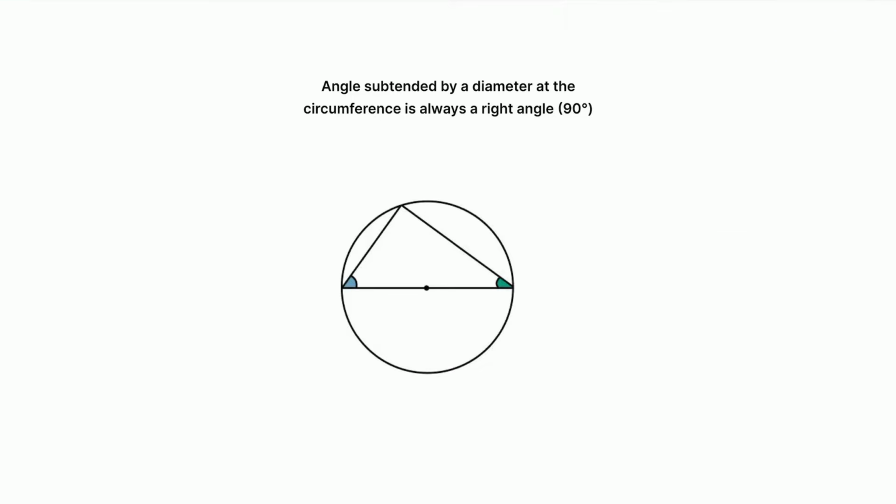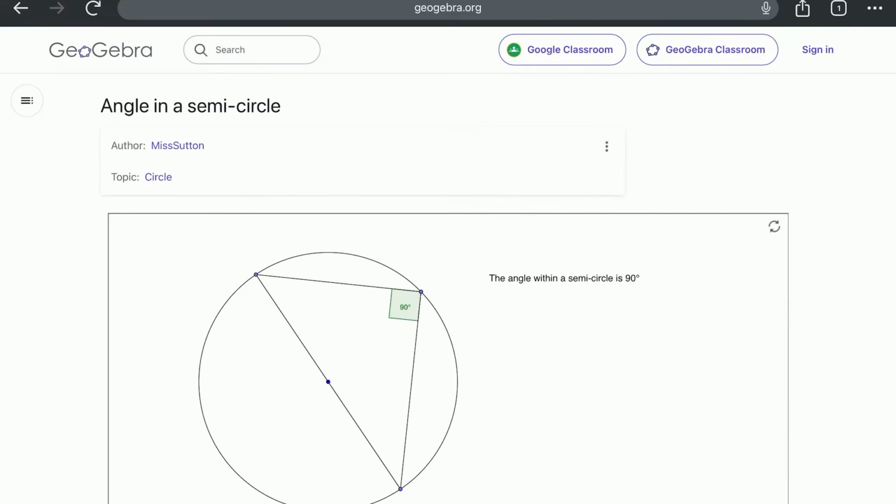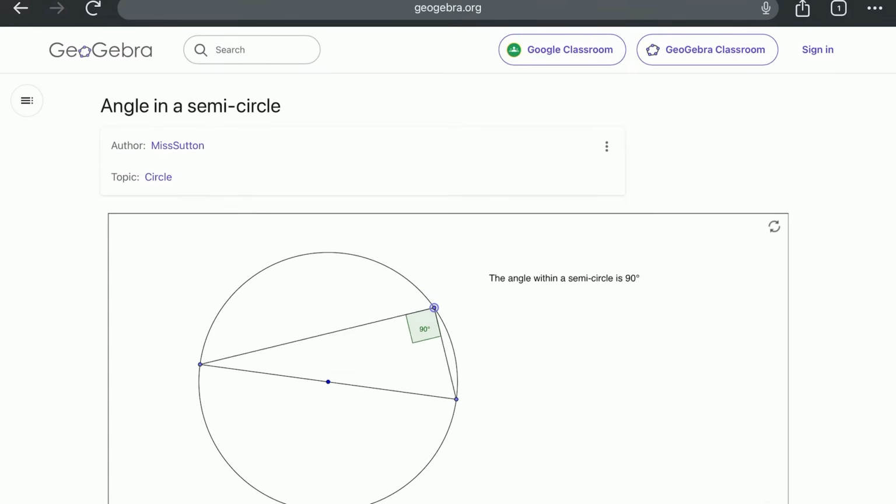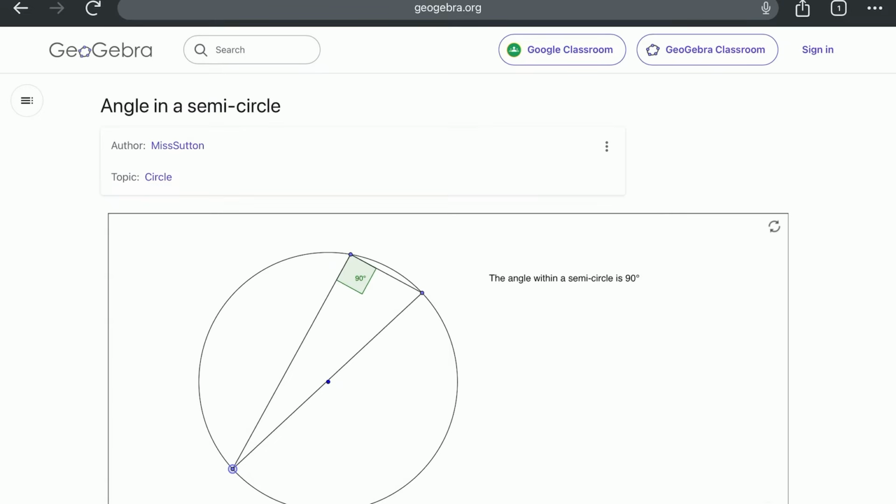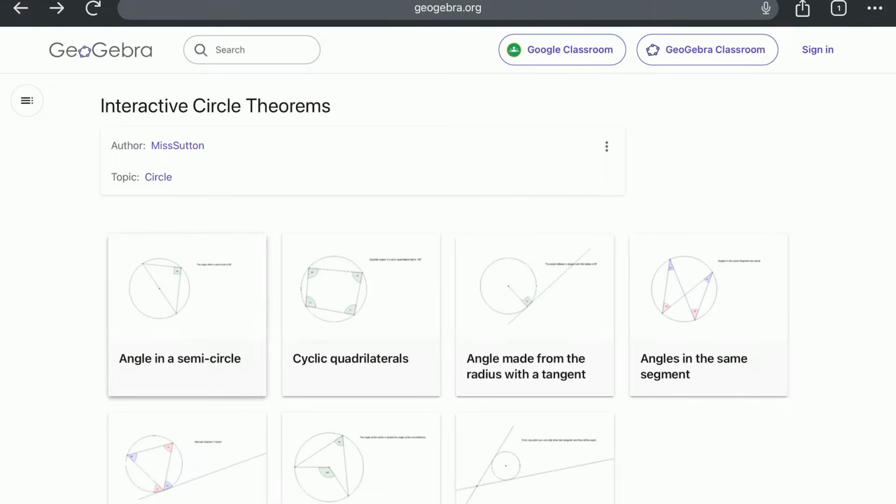And just to show you that in action, if I go into this example here, if I just have a diameter like this, you can see that regardless of how I move this angle, because it's created from the diameter, it's always 90. Now, if I move the diameter, so it's no longer the diameter, because remember the diameter has to pass through the center, at this point, it's not 90 anymore. So as soon as the line passes through the center, the angle that's created is 90. So you've seen it there in action.